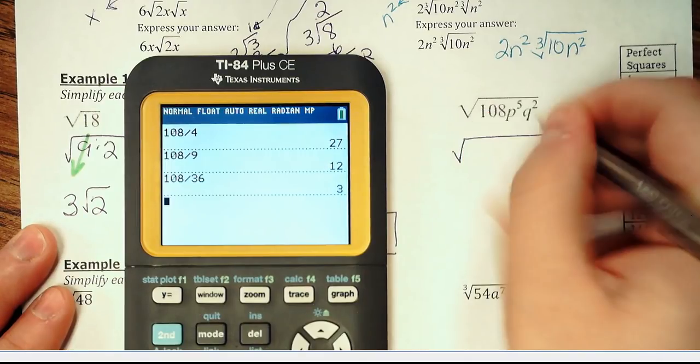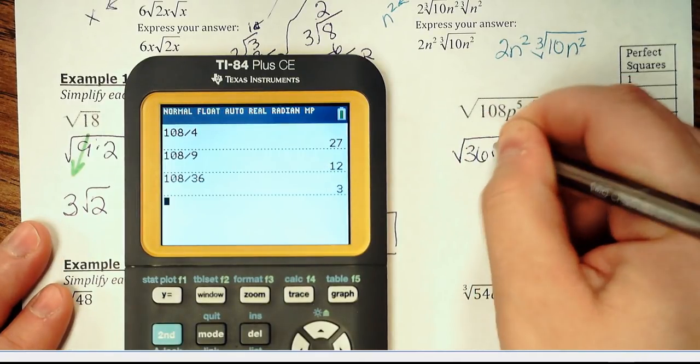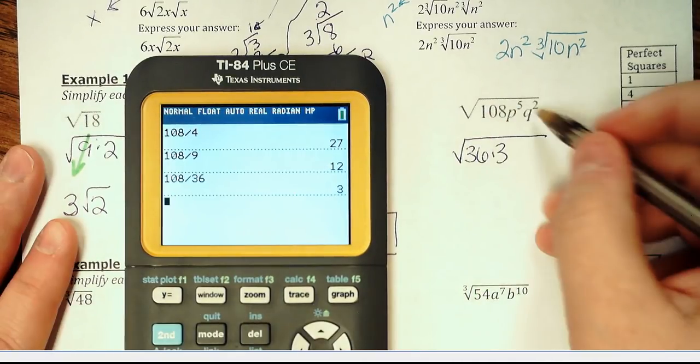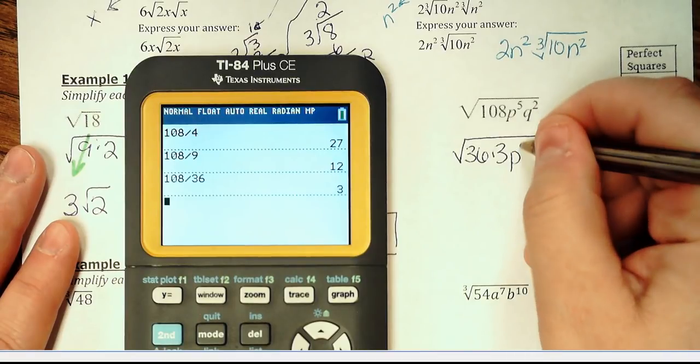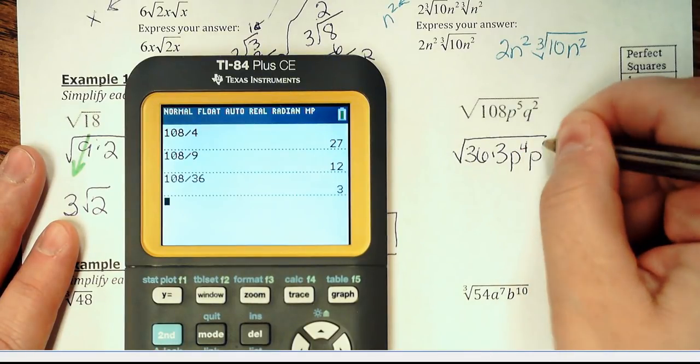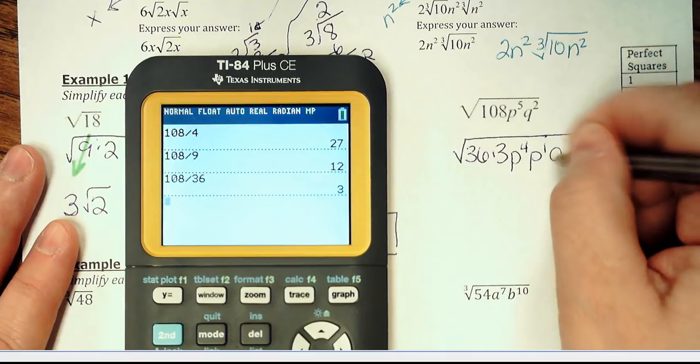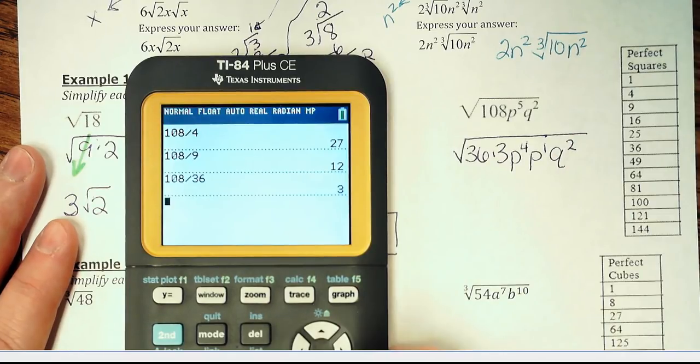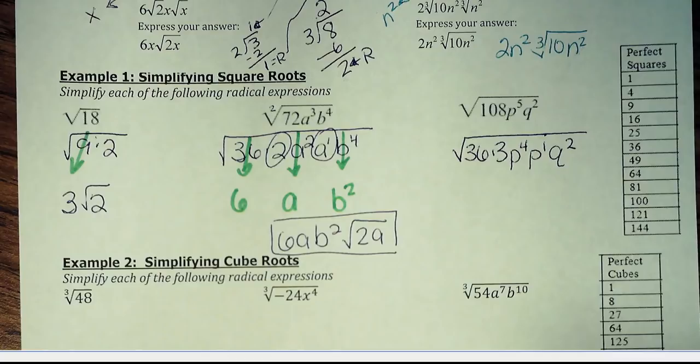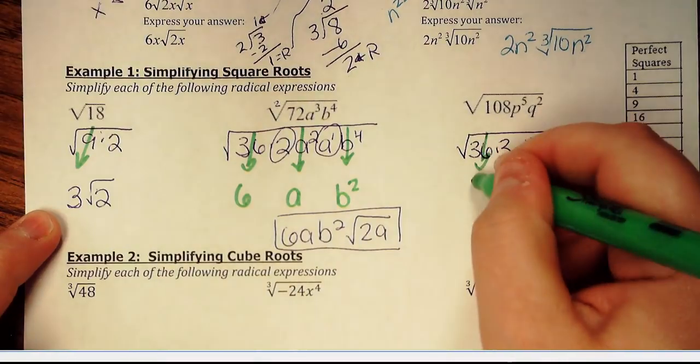108 is 36 times 3. Now p to the fifth, not divisible by 2, so I'm going to do p to the fourth times p. Q squared, that's divisible by our root, so I'm going to leave that alone. Alright, so out in front, square root of 36 is 6.